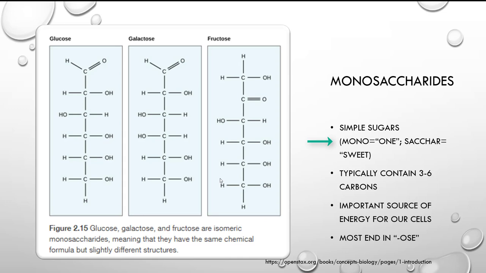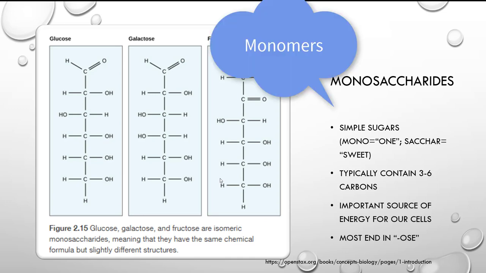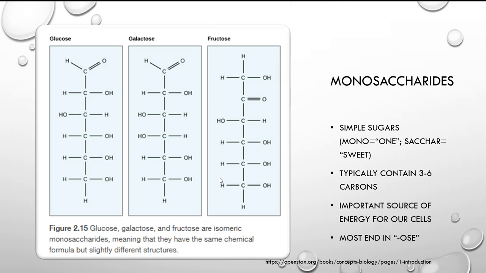Saccharide actually means sweet, so think sweet or sugar when you're thinking about monosaccharide. These are considered the simple sugars. These are the monomers of our polymer, the carbohydrate or the polysaccharide. So here are some examples of our monosaccharides. These are the subunits that make up the carbohydrate.